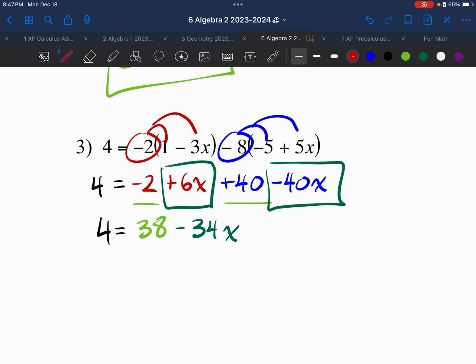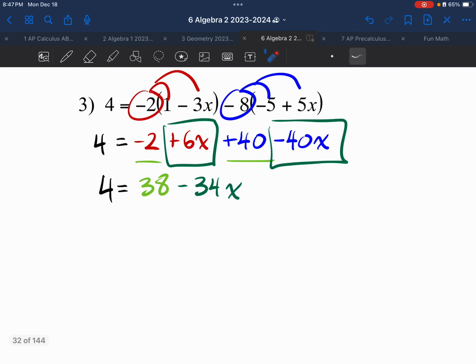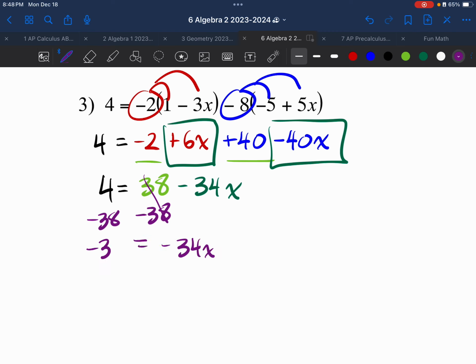From here, it's time to decide what side is going to be for what. I notice I have variables on the right, no variables on the left. So let's say that the right side is reserved for variables. Let's move the constants to the other side. The way that we do that is we subtract 38 on both sides. You're gone, leaving us with a negative 34x on the right. On the left side, we have a negative 34.